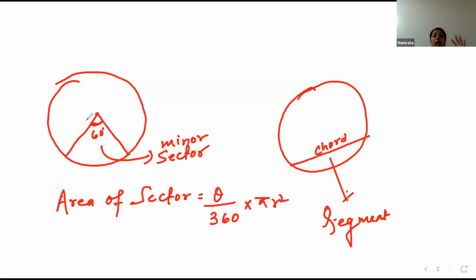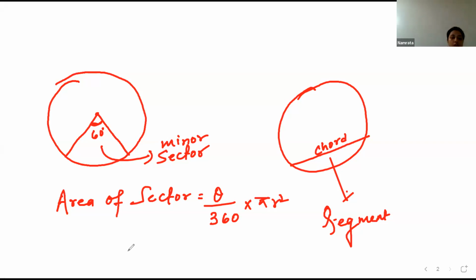So 60 out of the total angle 360, that is the first thing which we will be writing while finding the area of the sector, into the area formula of the circle. Okay, just keep this formula in mind. We will be using this formula while finding any sector area.